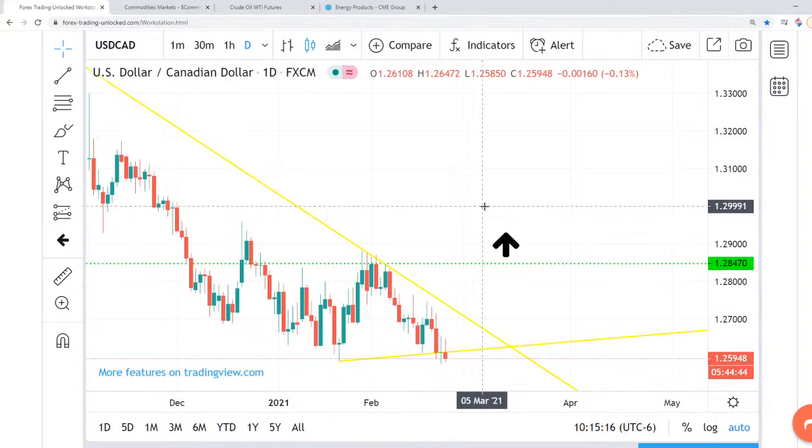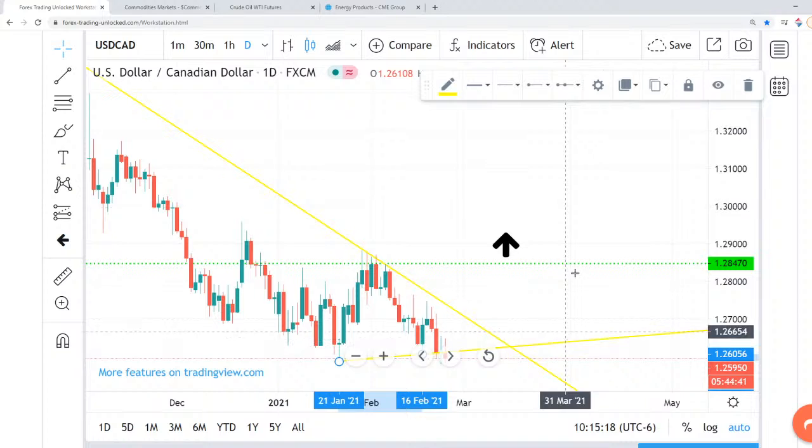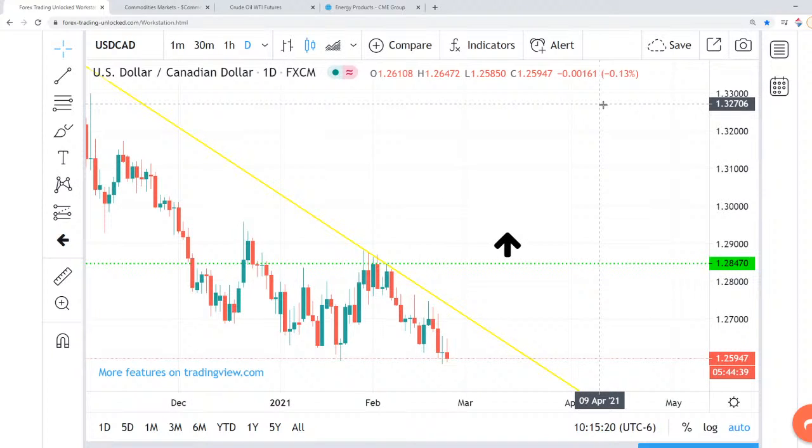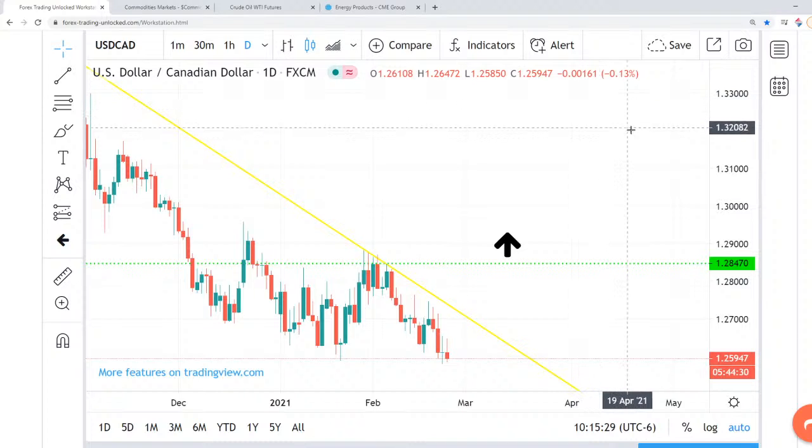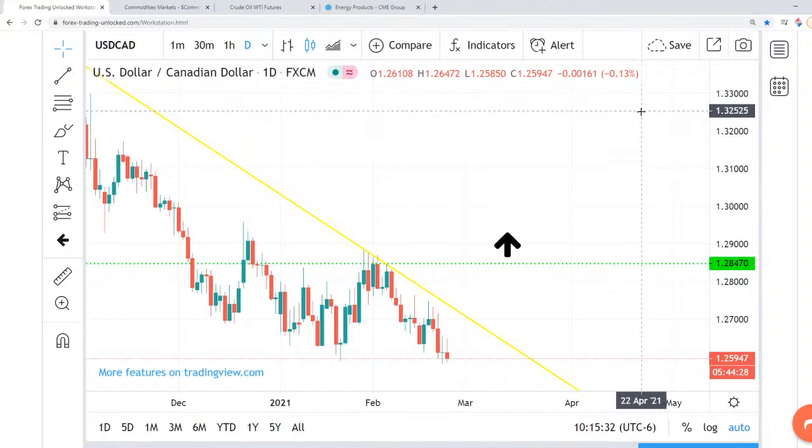US dollar Canada. Let's take a look at what's going on here. This one is a grind. This one is so tough. With oil going higher, it's hard for the dollar to rally versus the Canada, especially with the way things are. There's no reason for us to get any type of really bullish momentum on the dollar.